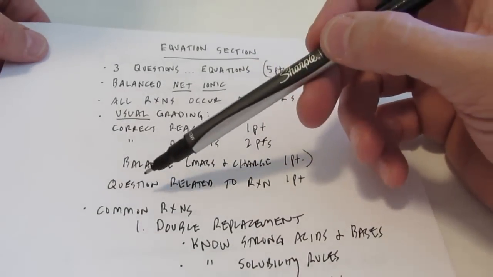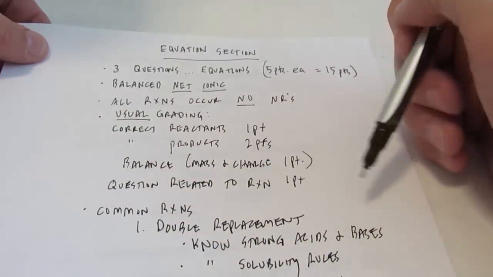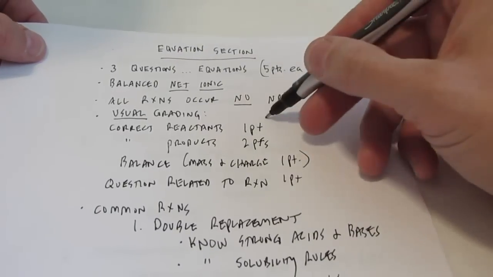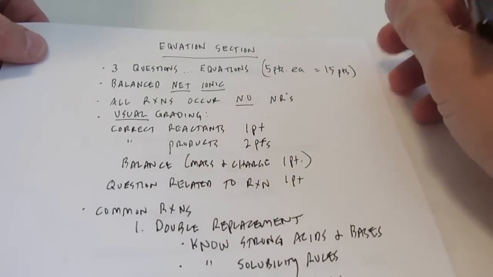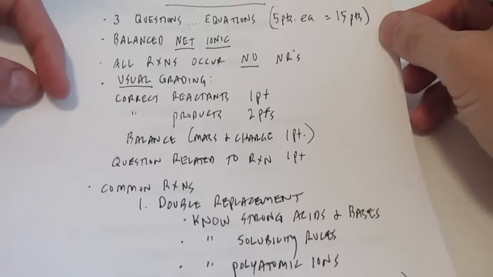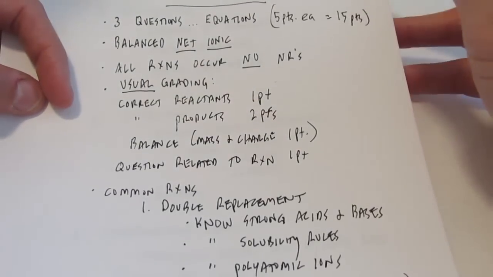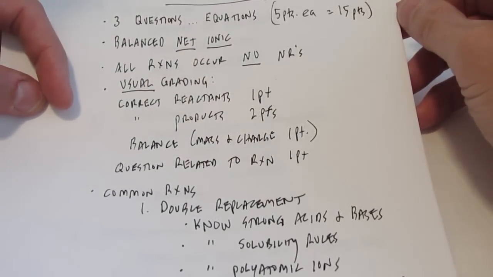Then there's a question related to that reaction, which is worth an additional point. So of course, if you sum these, you get to the 5 points per question. Now a decent score on this would be 3 to 4 points per question.